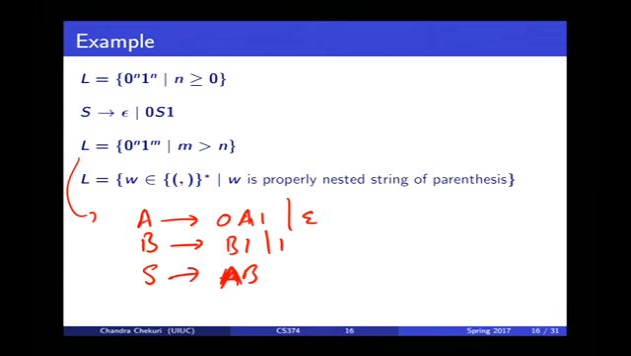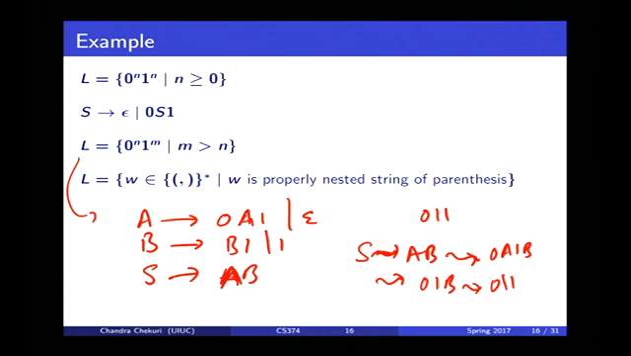Let's see how it can generate 011. S generates AB. Then what can A generate? A will generate 0A1. Now we keep B, and then this will go to 01B, because I can use A goes to epsilon. And now this will go to 011, because B can go to 1.